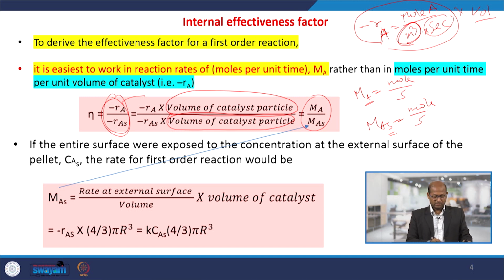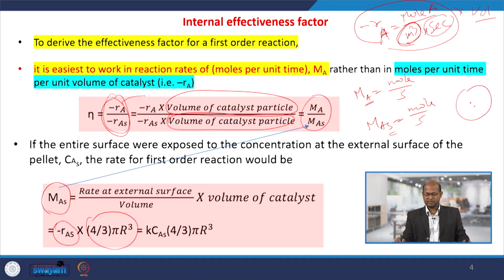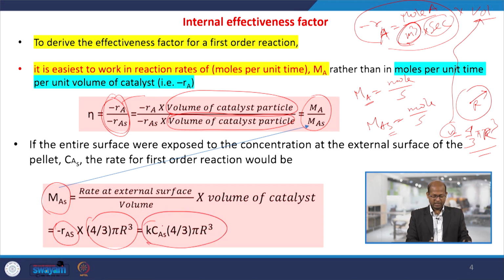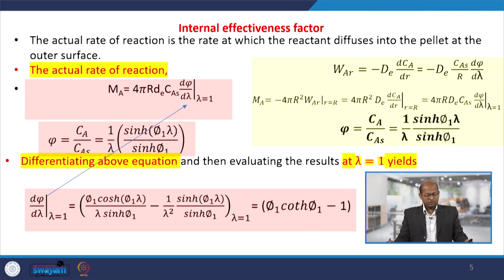Now, this M A S we can write as minus R S into 4 by 3 pi R cubed, that is the volume of the catalyst, if R is the radius of the catalyst. The volume of that particle is this, and that we are multiplying here. Then minus R A equals K into C A S. So, this way we can find the rate of mass transfer M A S equals this. And M A we have found in our previous lectures.